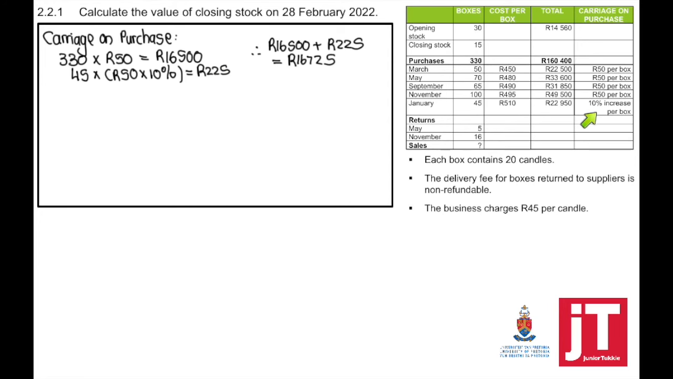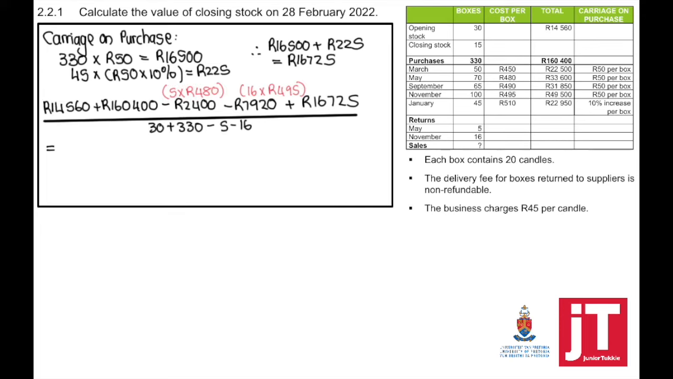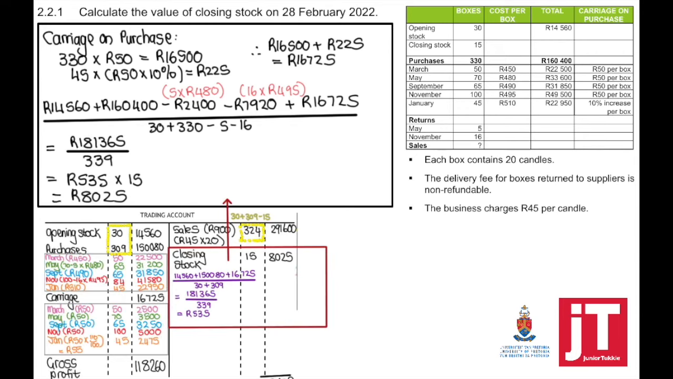by 50 Rand per box. But then I'm going to take 45 and I'm going to say 50 times 10% equals 5, then 45 times 5, so this is the increase amount. If I add the two together, it will equal exactly the same answer. Now to get the weighted average price is exactly the same as we've done in our trading account.